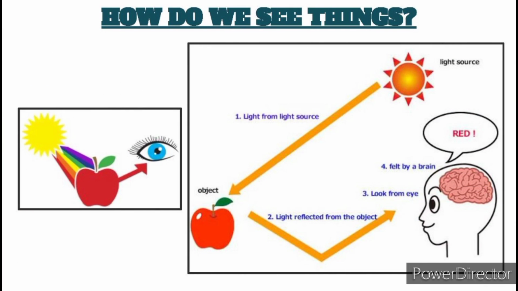What did we learn in our previous session? We learned how we see things, isn't it? How do we see things? When the light from the light source is falling on an object, the light is reflected and the reflected light is reaching our eyes and a signal is given to the brain and we are able to recognize the object, isn't it? That's what we learned in our previous session. Okay?